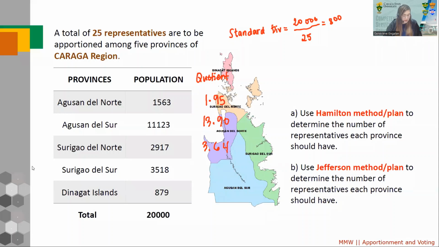3,518 divided by 800. That is 4.39. 3975 manos. So 4 point. Atong round off the 2 decimal places. 40. Okay, 879 divided by 800. 1.09 or 1.10.